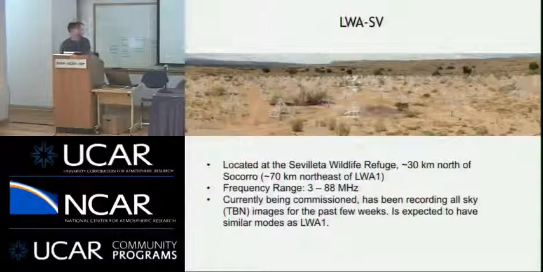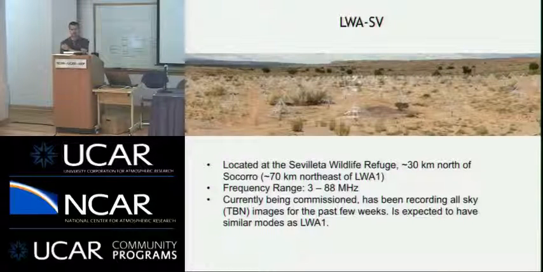We have already built a second station, so the long wavelength array would be to build about 50 such stations. We have built a second station already, which we call LWA Sevieta. This is located 30 kilometers north of Socorro, which is about 70 kilometers northeast of LWA-1. One of the changes that we have made is you can go slightly lower in frequency. It can go down to 3 megahertz rather than cutoff of 10.